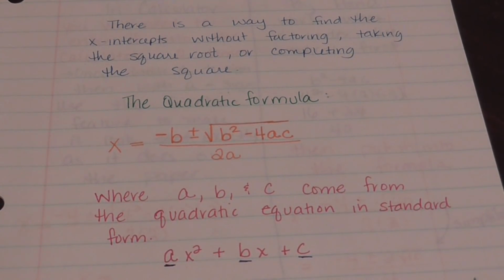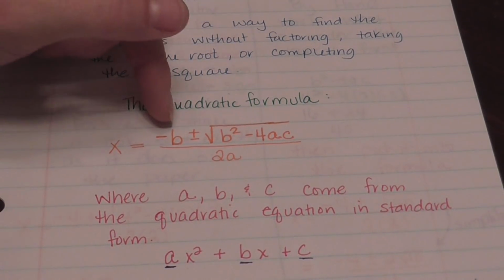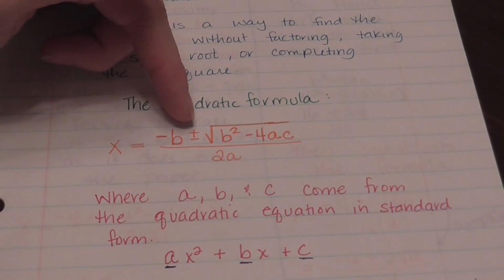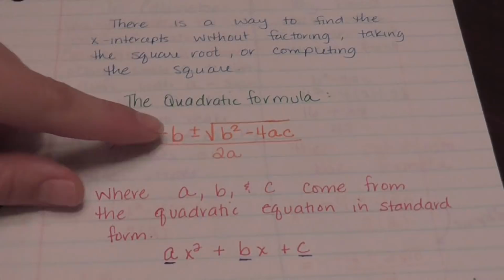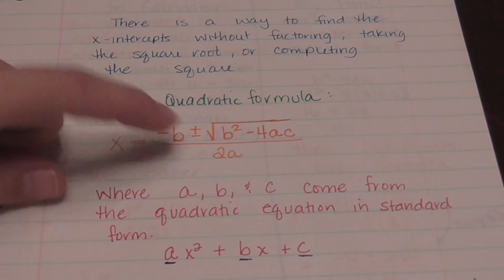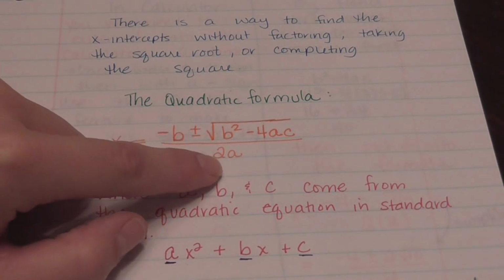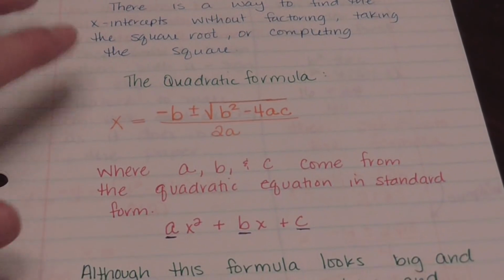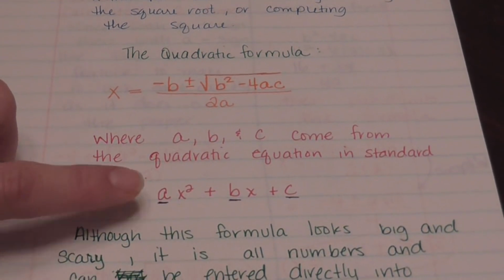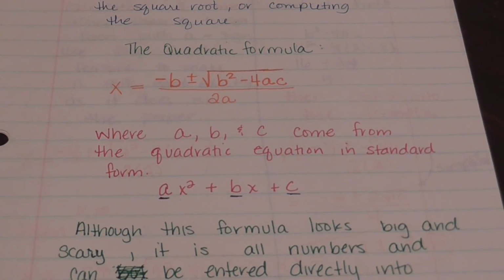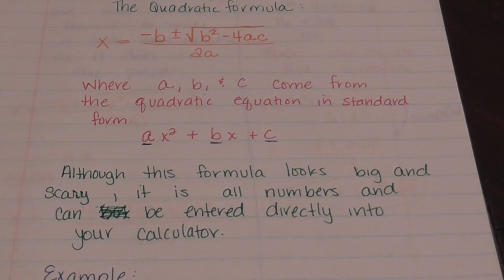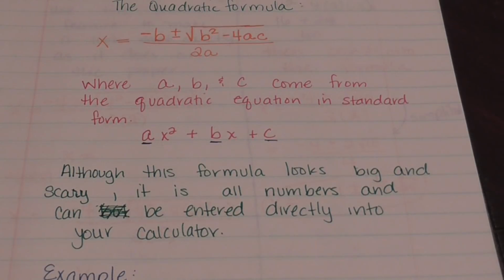You take all those numbers that are out in front of the x's and that last number c, and you plug it into this formula where it's the opposite of b plus or minus the square root of b squared minus 4ac, all of that over 2a. It's not just the square root over 2a, it's the whole thing. So where a, b, and c come from a quadratic equation in this form, so it needs to be in standard form.